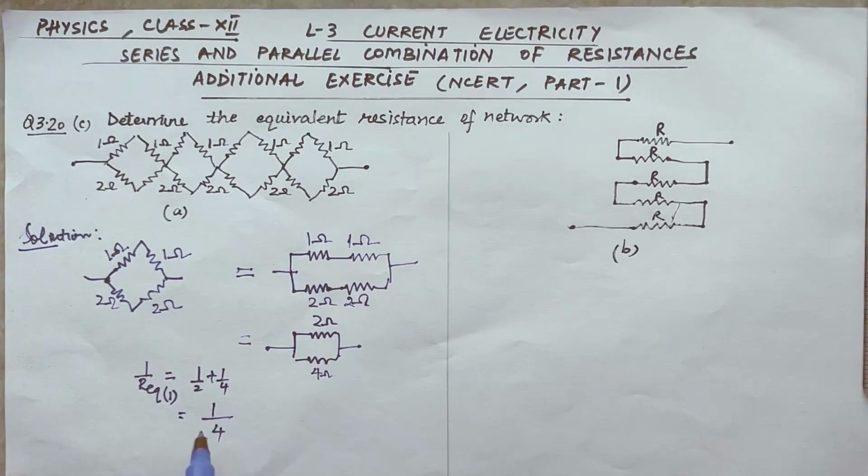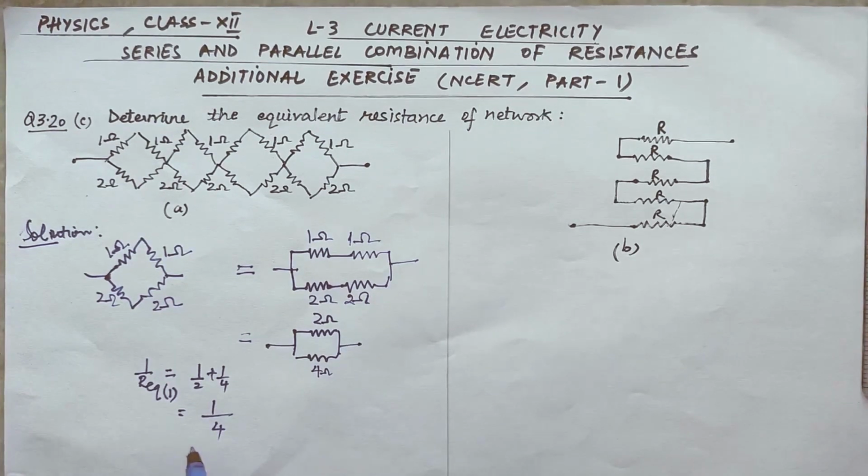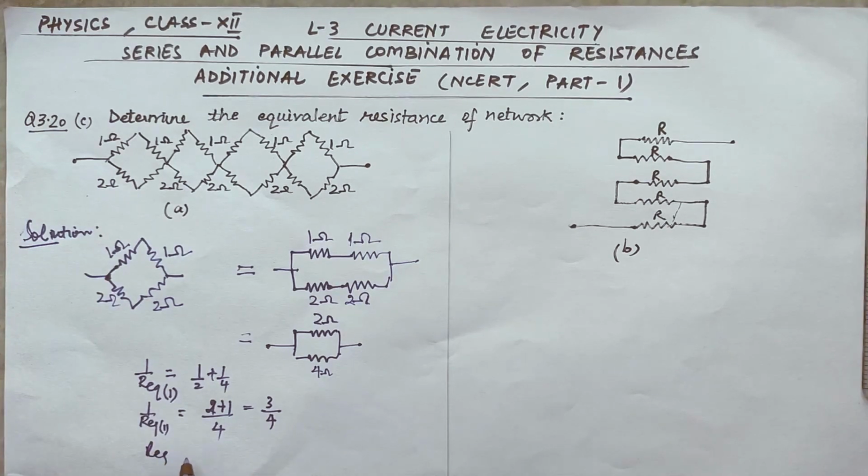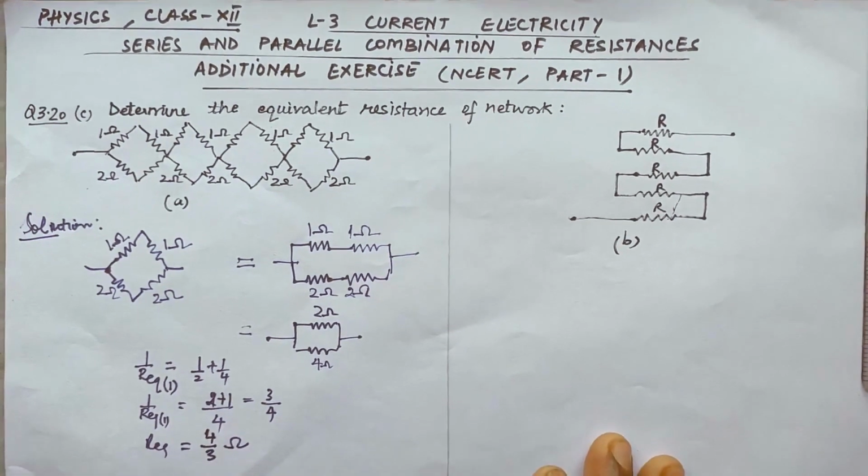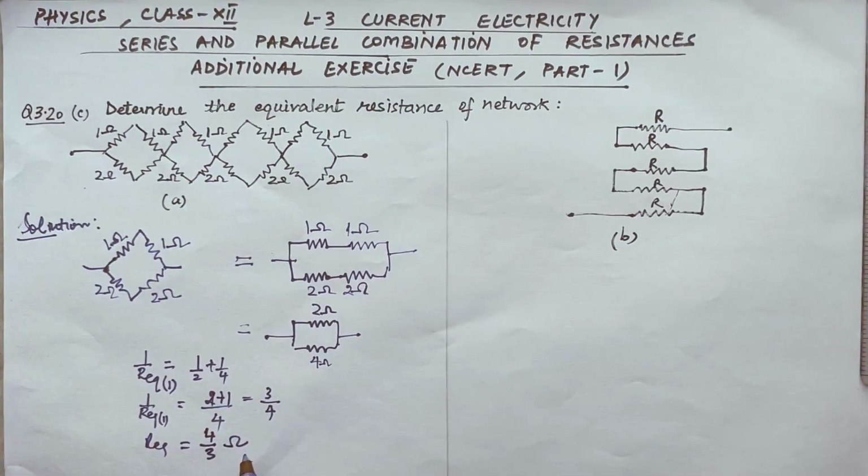That makes it, with common denominator 4, 2 plus 1, that makes it 3 by 4. So 1 upon R equivalent of the first part is 3 by 4. So R equivalent becomes the inverse of it, that is 4 by 3 ohms.